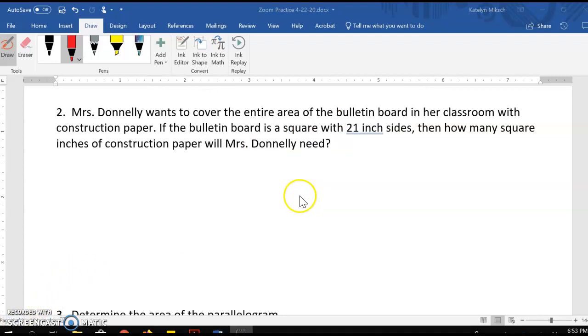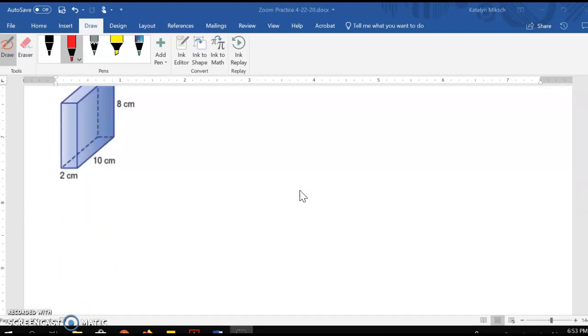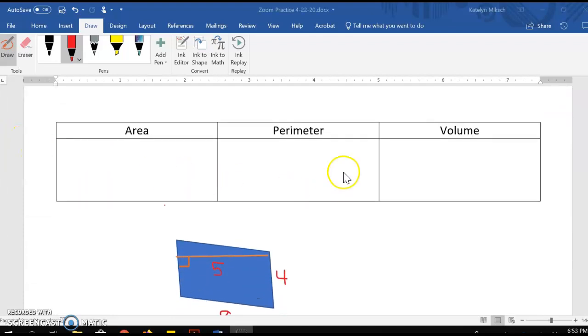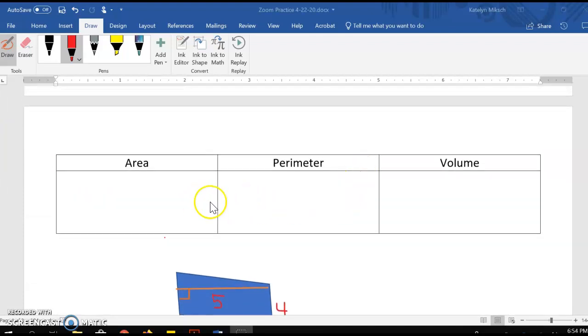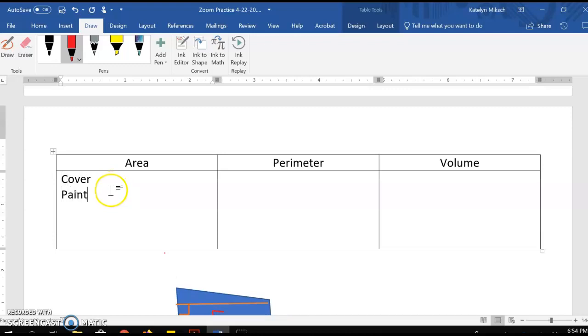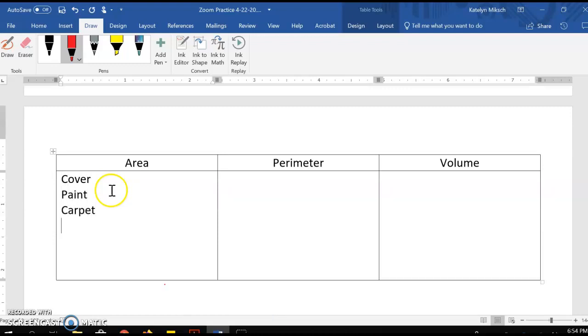Okay, before looking at number 2, we did have some confusion today in the meeting, so I'm going to go down. Now, this is not on your page if you printed it, but you can certainly write it down. We need to know the difference between area, perimeter, and volume when we're reading a word problem. So, area is when you need to cover something. It might be paint, carpet, material.